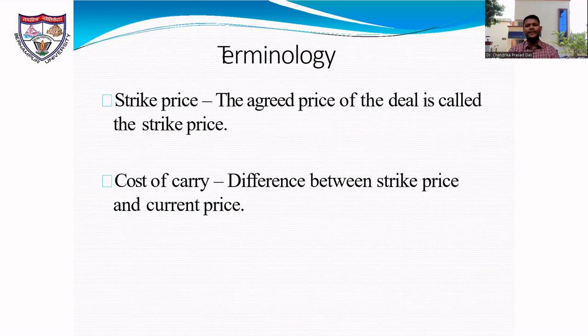The strike price, this is the agreed price, this is the contract price. The price agreed by the buyer and seller is known as the strike price. Cost of carry, this is the difference between the strike price and the current price.